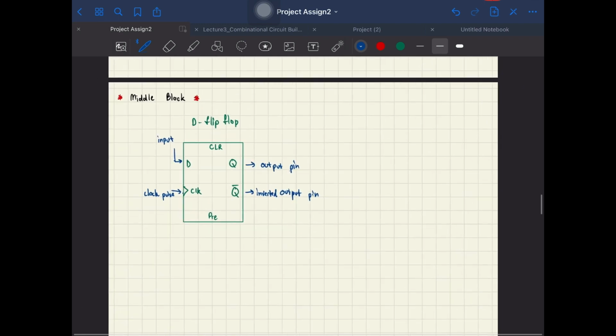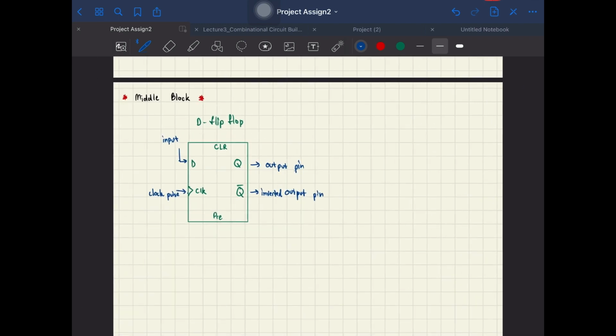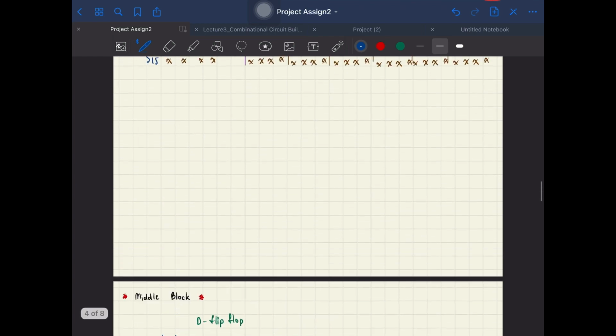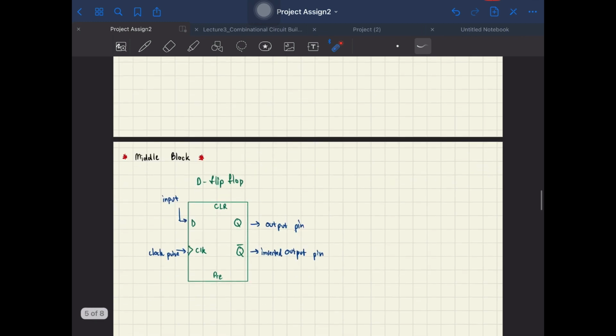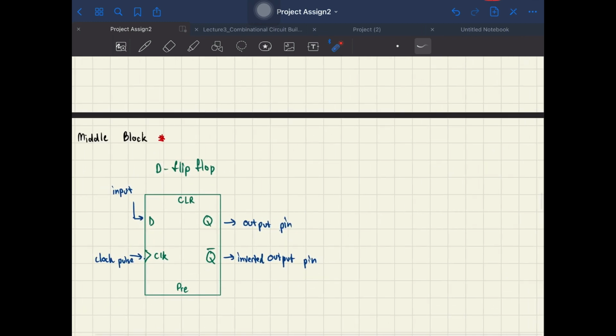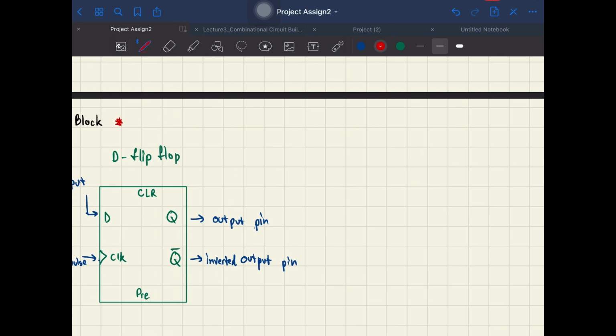And how do I know how many flip-flops I will use in my logic diagram? It depends on my state diagram. As I showed you, my state diagram has 9 states, right? 1, 2, 3, 4, 5, 6, 7, 8, and 9. So the number of flip-flops n is such that 2 to the power of n is equal to the number of states. So I have 9 states, right?